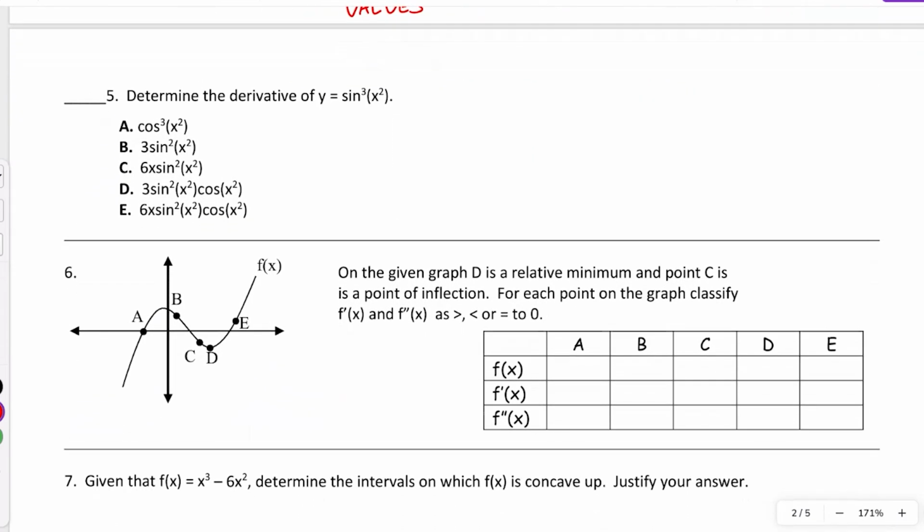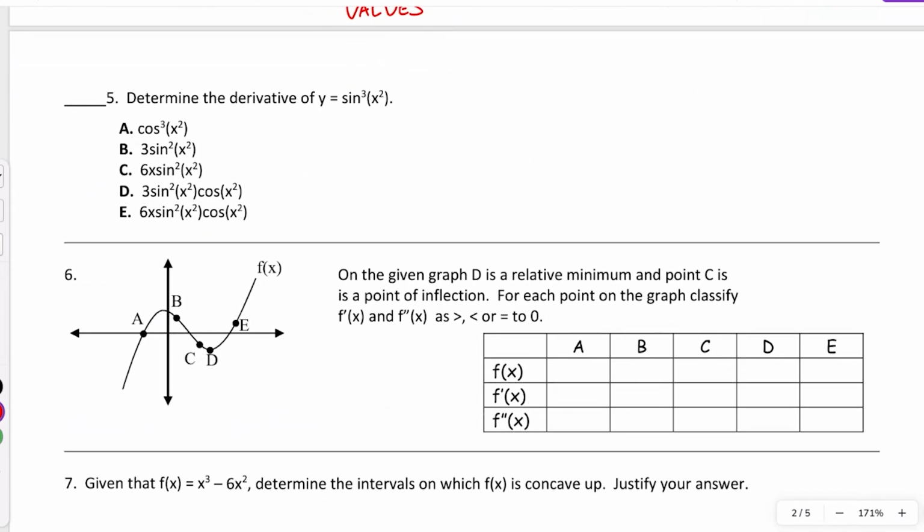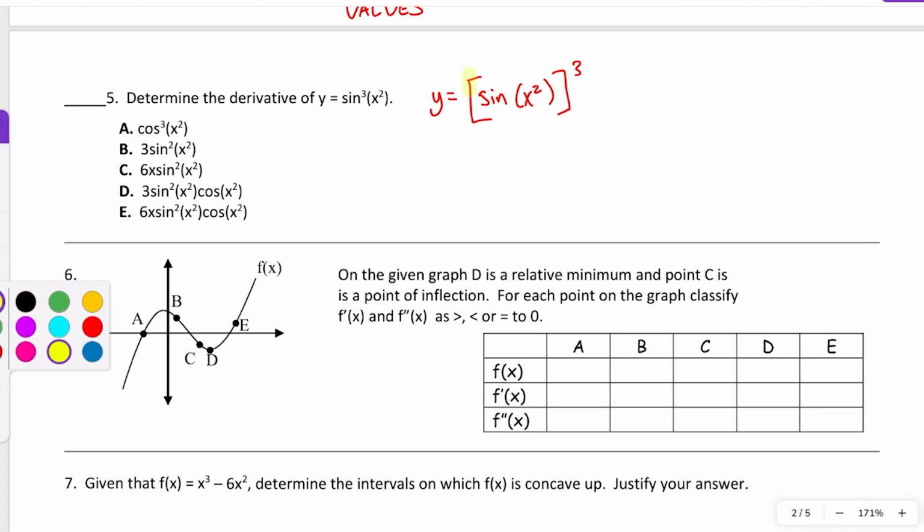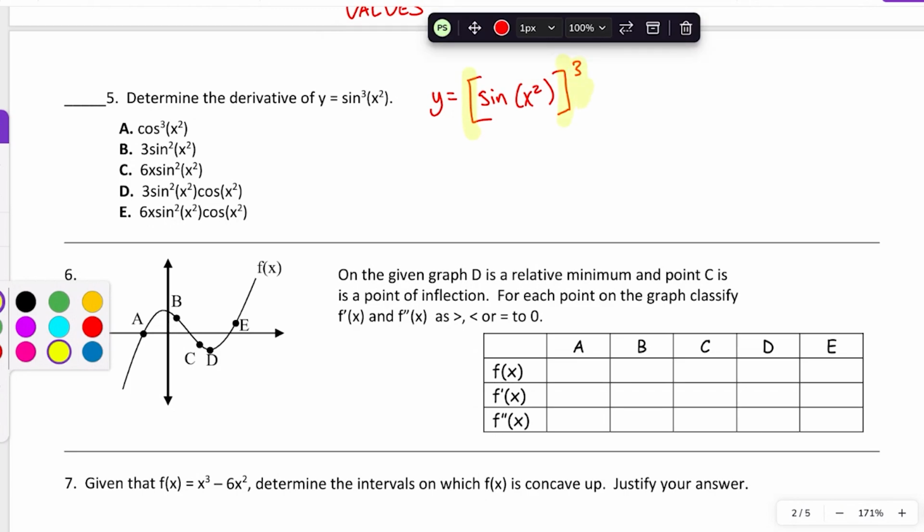Number 5, find the derivative. This is just a straight chain rule problem. So I'm going to rewrite this. It might be a little easier to look at it as sine of x squared, all that cubed. Okay, so think about it like this, and if you think about it like this, you can more clearly see that our outside function here is x cubed.